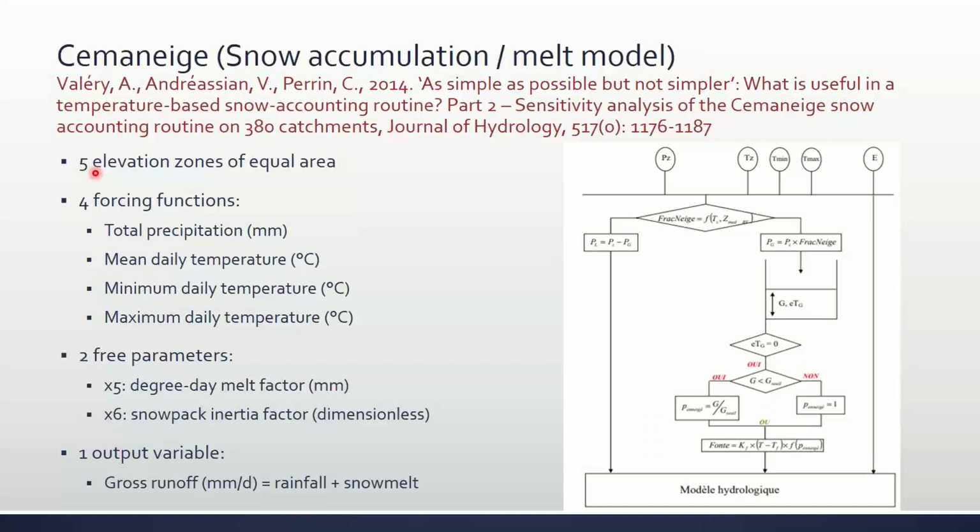There are 4 forcing functions: total precipitation, the mean daily temperature, minimum daily, and maximum daily temperature. There are 2 free parameters, the degree day melt factor and the snowpack inertia factor, which is basically the inertia to warm up. So you need to warm up your snowpack, so that's the inertia. And then 1 output, which I call gross runoff, which is rainfall plus snow melt.